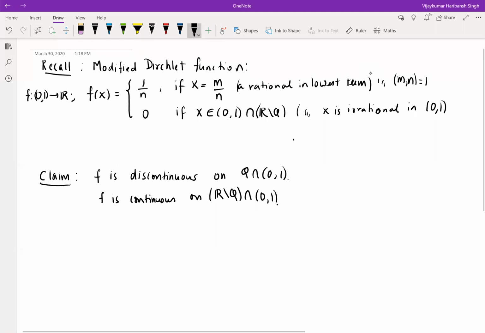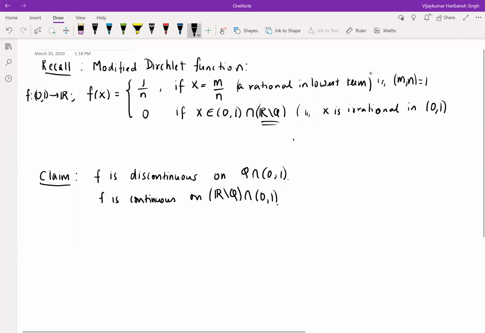Recall in last class we discussed the modified Dirichlet function. We define this function from (0, 1) to R, so we are only defining it on the open interval (0, 1). It is 0 if x is irrational, and if x is a rational number, then it can be written in the form m by n, in lowest terms, that means the GCD of m and n is 1. In that case, we define f of x to be 1 over n.